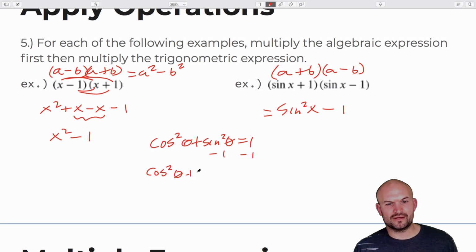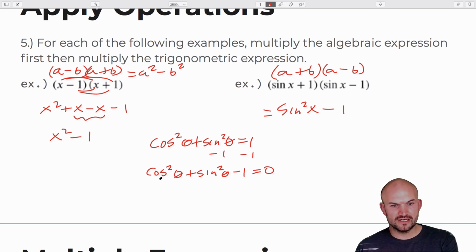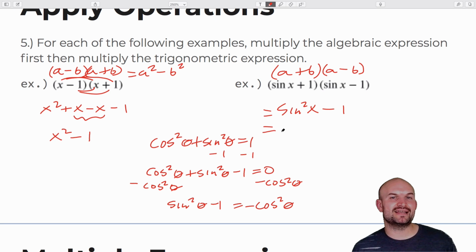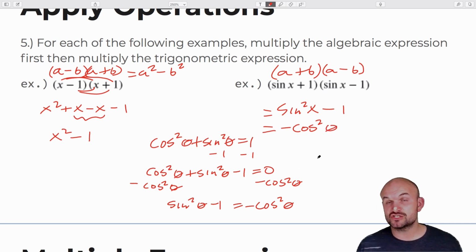So I have cosine squared of theta plus sine squared of theta minus 1 equals 0. Well, again, we're trying to solve for this, so I'm going to subtract cosine squared of theta. Just using a little algebra, manipulating this equation, I get sine squared of theta minus 1 equals negative cosine squared of theta. If I needed to simplify this a little further, I could rewrite this as one single trigonometric function, negative cosine squared of theta.